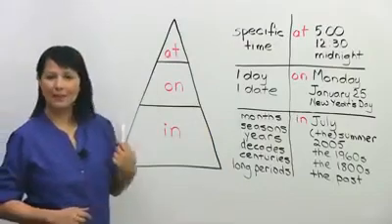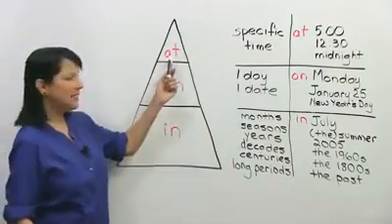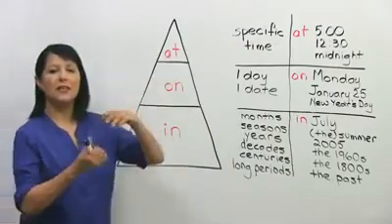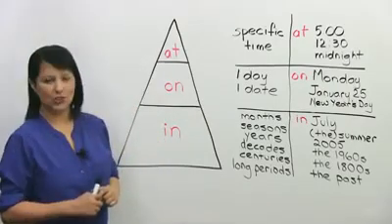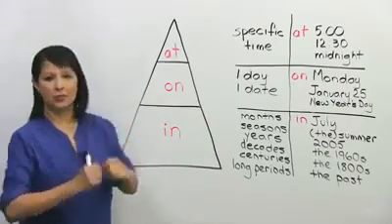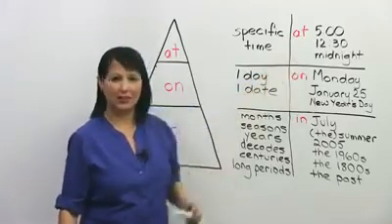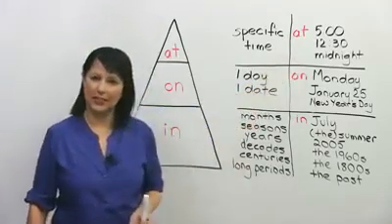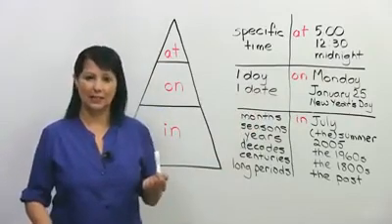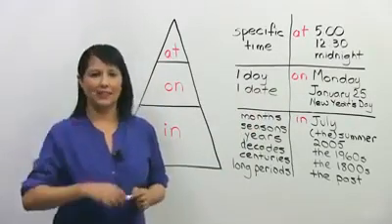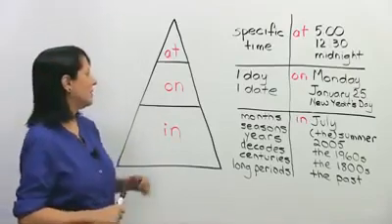So, like the triangle, at is used in very specific situations, very narrow situations. For example, at 5 o'clock, at 12:30, at midnight, right? It's very exact. It's very narrow.